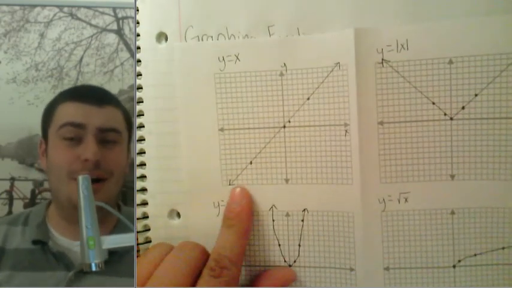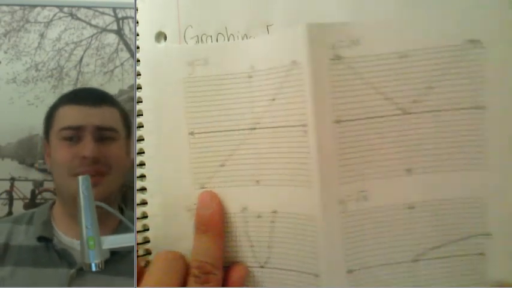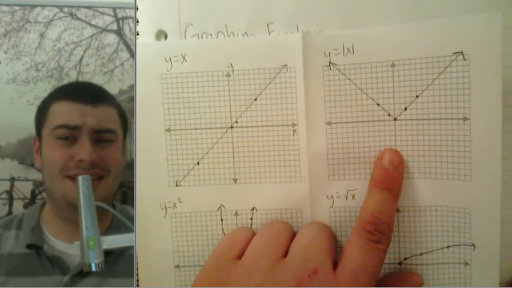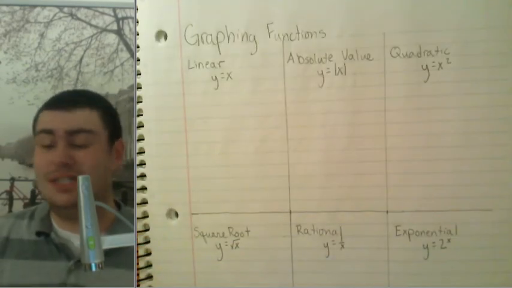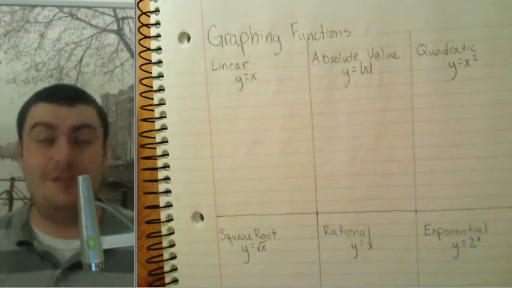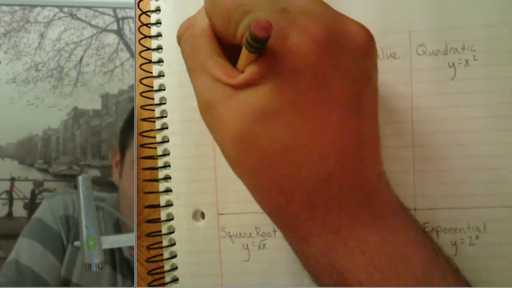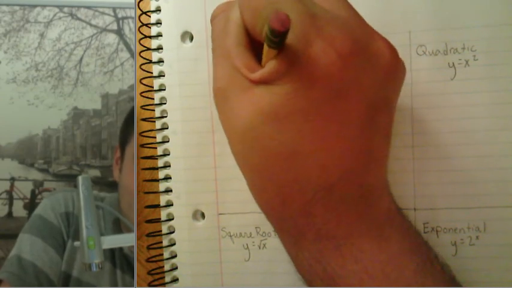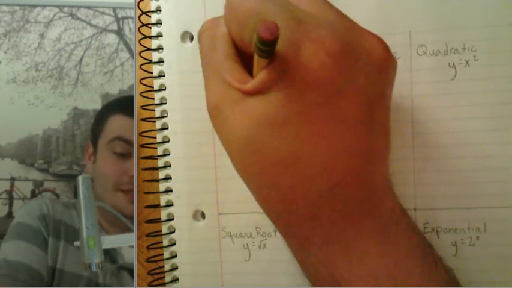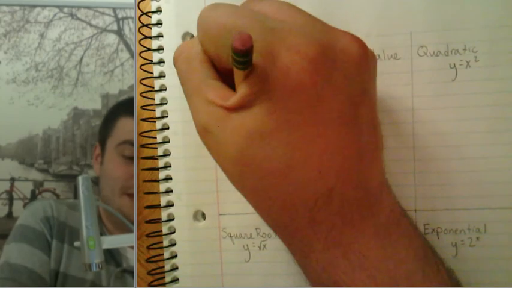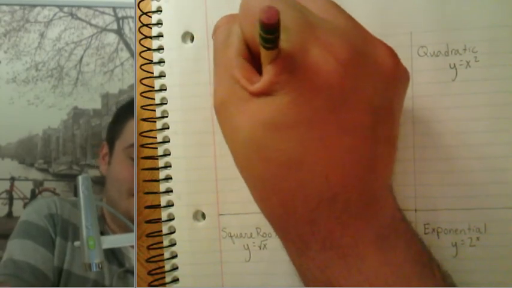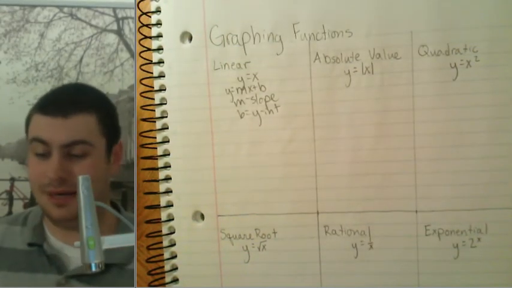Because do all lines look like this? No. Are all absolute value graphs going to look like this? No. There's ways that we transform these graphs. Now for lines, we know already that we have a general form of y equals mx plus b, where m is going to be the slope of the line that changes, and b is going to be the y-intercept that changes.